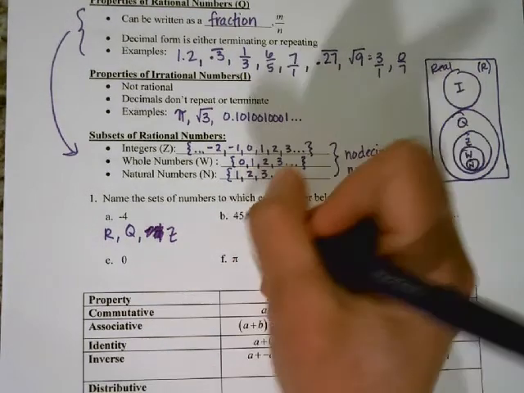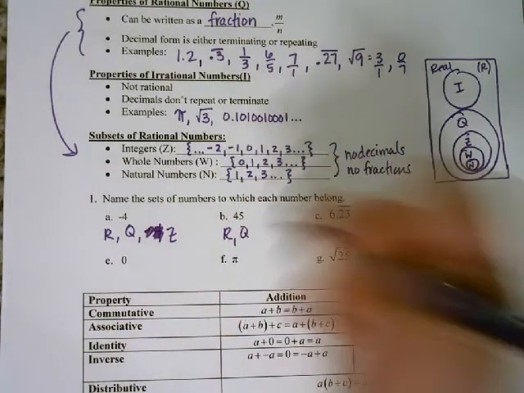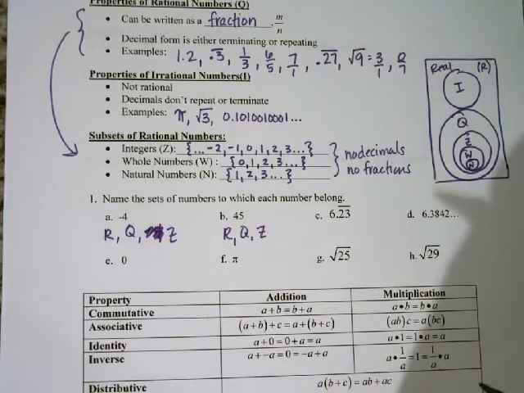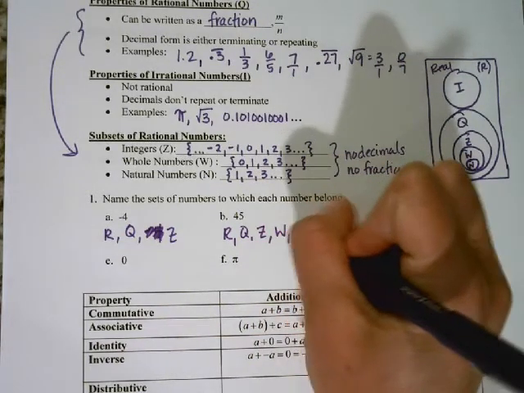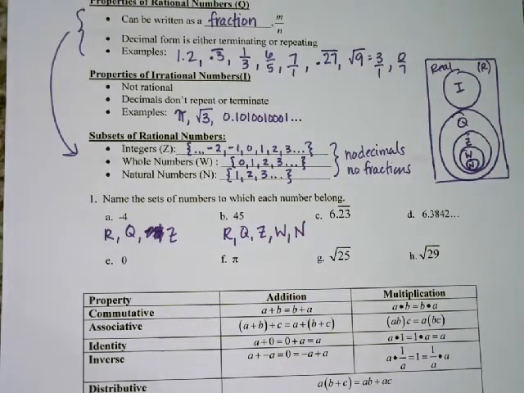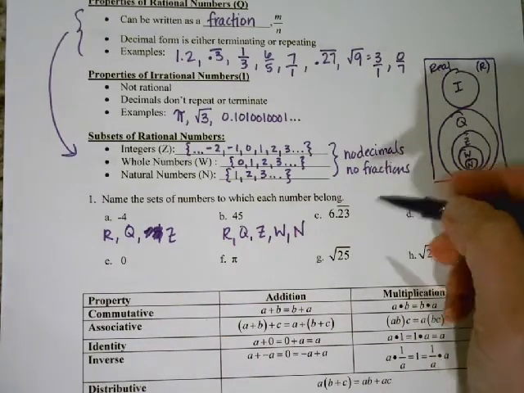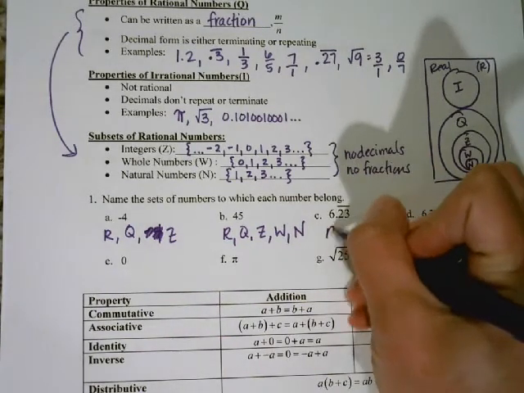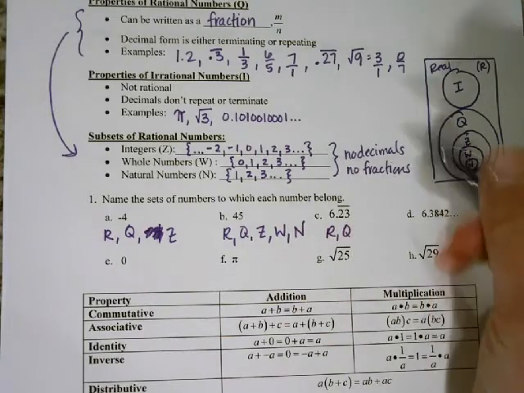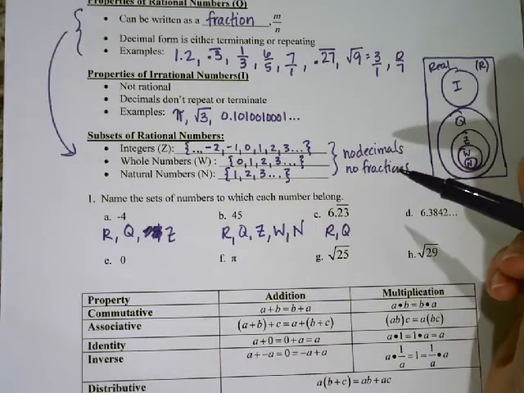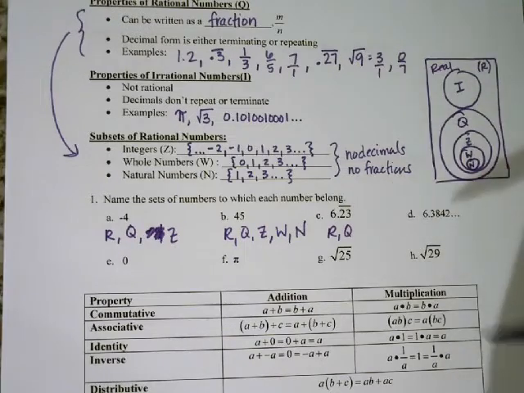45. He's real. He's rational. He's an integer. He's a whole number, and he's natural. R, Q, Z, W, N. 6.23 repeating, it's got the bar on top. So this is a repeating decimal. So he's real, he's rational, but remember he's no decimals and no fractions. So he's not an integer, he's not a whole number, and he's not natural. So he's just R and Q.